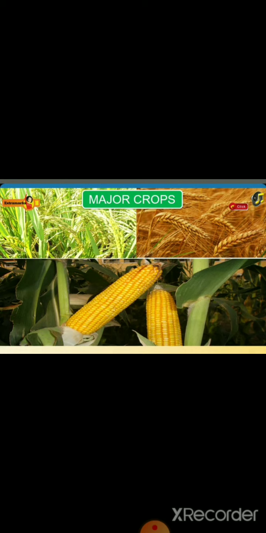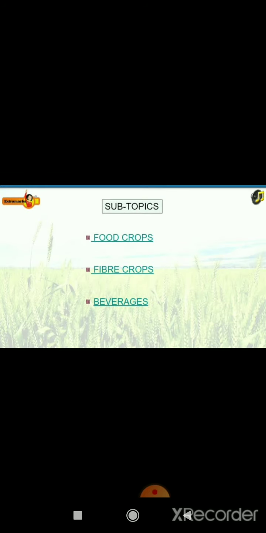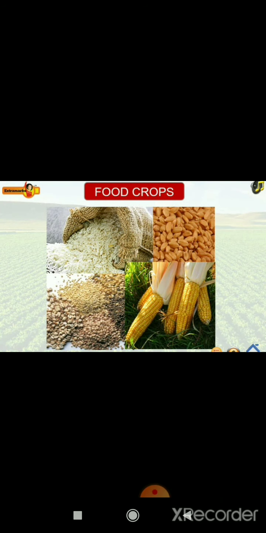In this module, we will talk about the second part of the chapter that tells something about the major crops which are grown in India as well as in the world. On the basis of this, the subtopics of the chapter are food crop. It means, first of all, we will discuss the food crops which are grown in India, then fiber crop, and the third one is beverages. First we will start with the food crop.